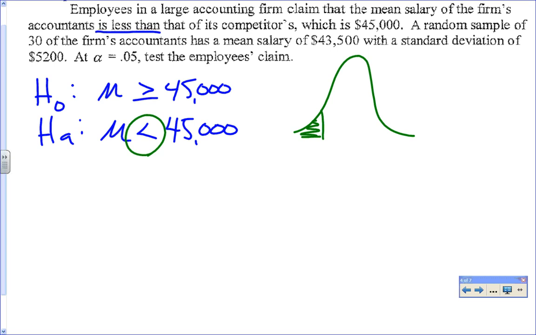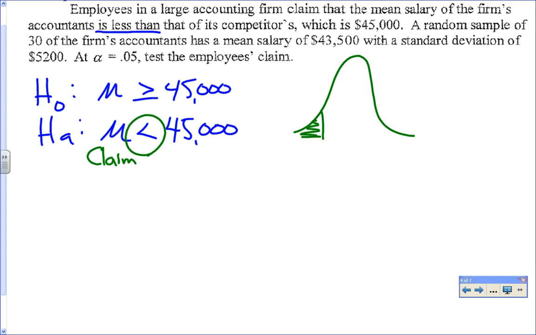Now, where's the claim in this again? I probably should have written that down. It's in the alternate, right? So the claim's here. We'll make a little note. Will I be able to reject their claim? Nope. The only thing I'll possibly be able to do is support it, because it's in the alternate. Okay, we're off to a really good start.